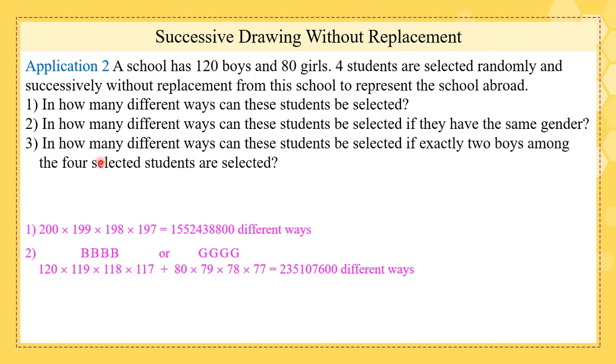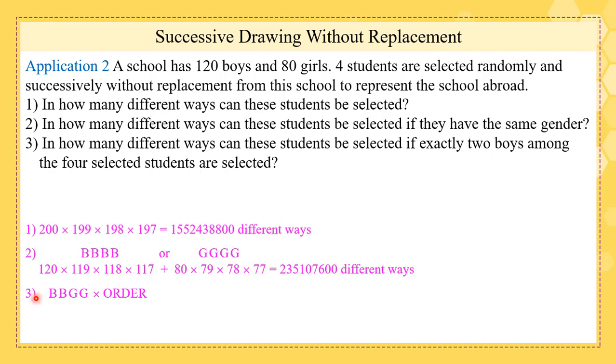Now the third case, in how many different ways can these students be selected if exactly 2 boys among the 4 selected students are selected? So we need exactly 2 boys. If we have exactly 2 boys, this means that we have also exactly 2 girls. Try to do it alone.